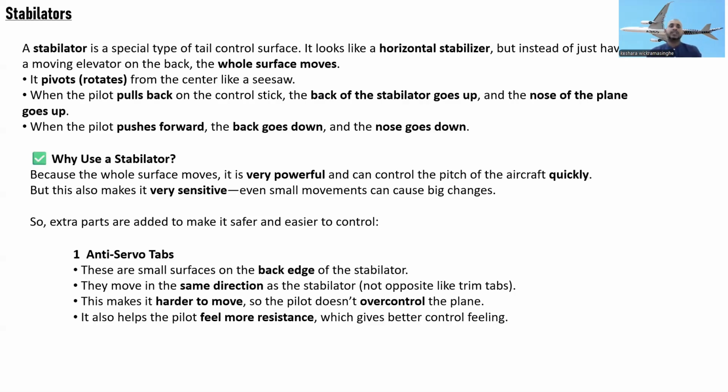So extra parts are added to make it safer and easier to control, like anti-servo tabs. These are small surfaces on the back edge of the stabilator, and they move in the same direction as the stabilator, not opposite like trim tabs. This makes it harder to move, so the pilot doesn't over-control the plane, and it helps the pilot feel more resistance, which gives a better control feeling.